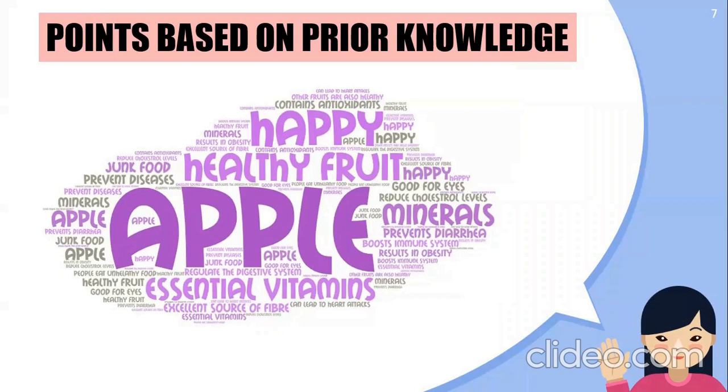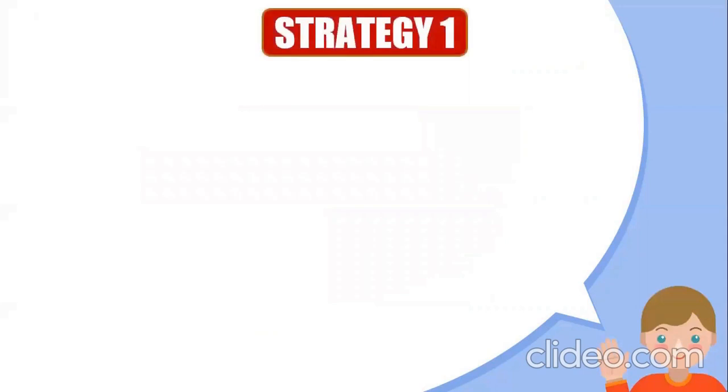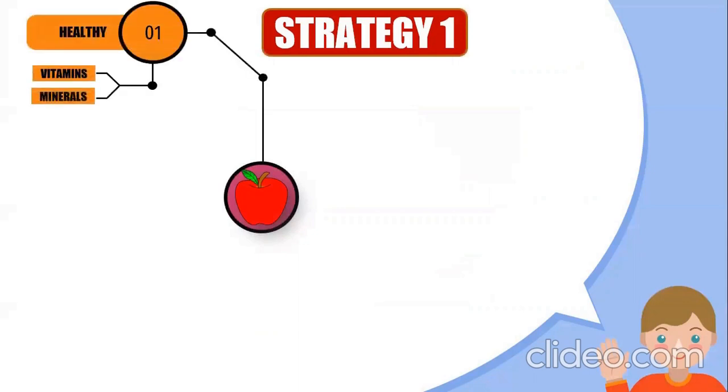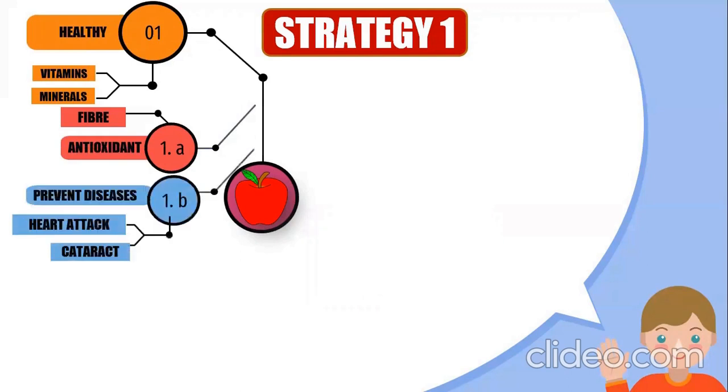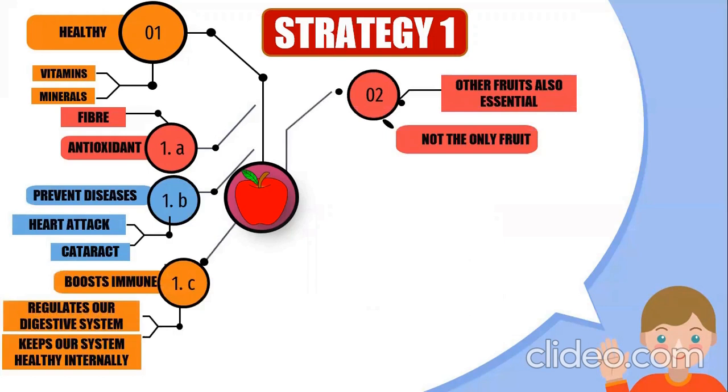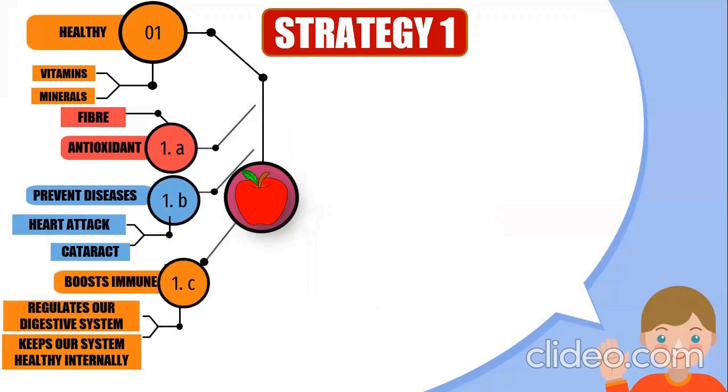So now I have to use my metacognitive strategy of arranging my ideas systematically. This is strategy number one that I will implement. In strategy number one, I organize the ideas systematically. That is, I will use mind mapping, or a graphic organizer, to systematically arrange my ideas. So here I have written the first point, that the apple is a healthy fruit, and it obviously gives us vitamins and minerals, and it also contains antioxidants and fiber, and it can prevent diseases like heart attack and cataract, boost our immune system, and regulate our digestive system and keep our system healthy internally.